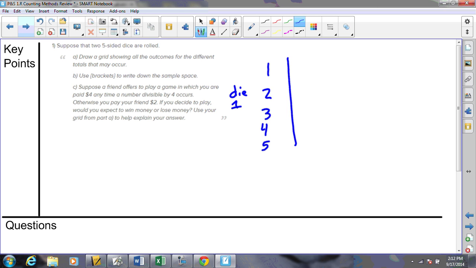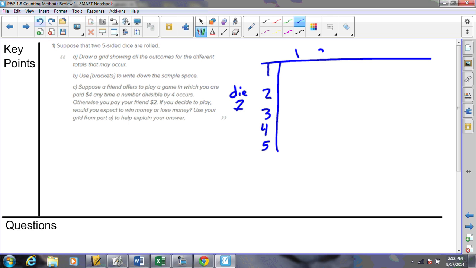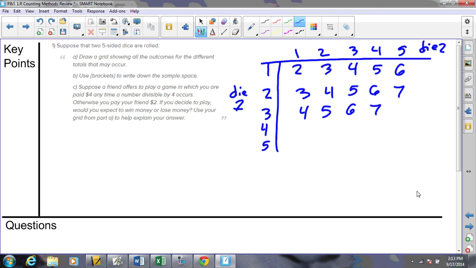Whoa, that's a terribly drawn line. But then we also have 1, 2, 3, 4, 5 for the second one. Since it's asking for the total, we just have to start adding them up. 1 plus 1, 1 plus 2, 1 plus 3, 1 plus 4, 1 plus 5. Continuing, 2 plus 1, 2 plus 2, 2 plus 3, 2 plus 4, 2 plus 5. 3 plus 1, 3 plus 2, 3 plus 3, 3 plus 4, 3 plus 5.